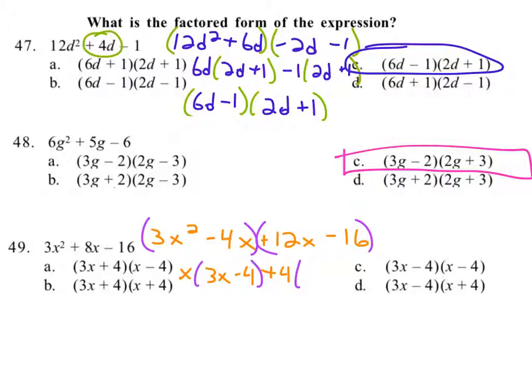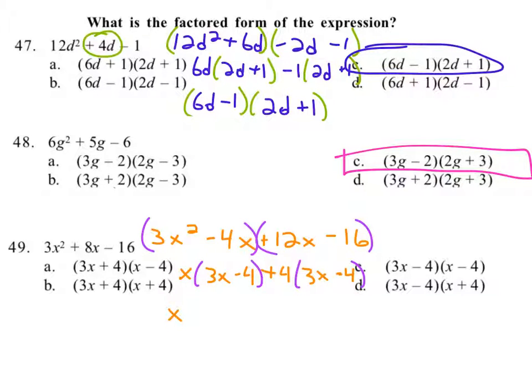And what are we left with? We're left with 12x divided by 4 is 3x, negative 16 divided by 4 is negative 4. We got the same thing twice inside, good sign.